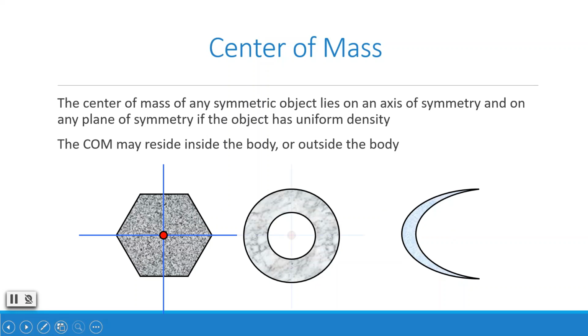When you look at this donut-looking shape, the center of mass is also in the center, but in this case, it's not actually physically in the material of the object, it's in the hole in the center.